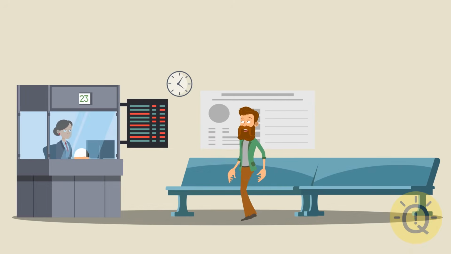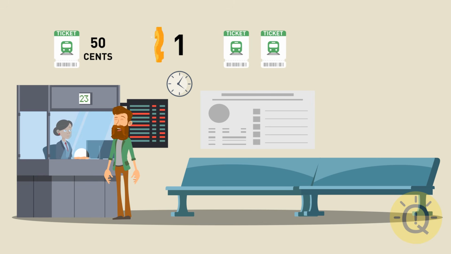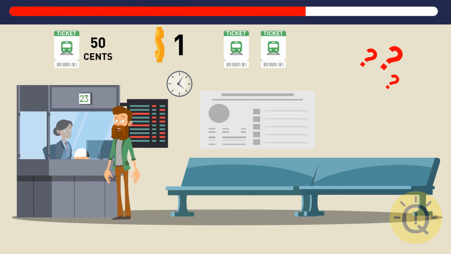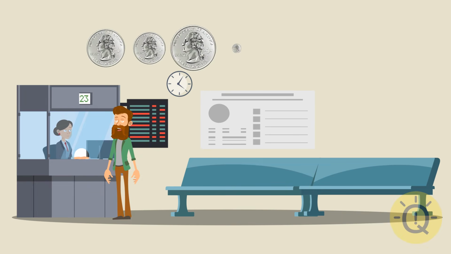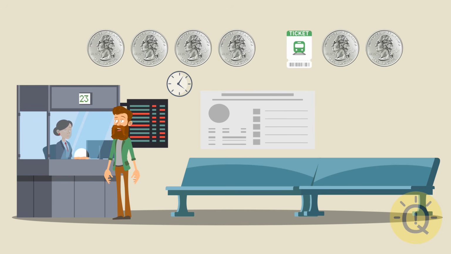A tourist who didn't speak English came up to the ticket counter at a New York subway station. One ticket cost 50 cents, and the man handed the ticketing clerk $1. The woman gave the tourist 2 tickets without even asking how many he needed. How did she know? The tourist gave her 4 quarters, and she immediately realized that if he needed just 1 ticket, he would have just given her 2 quarters.